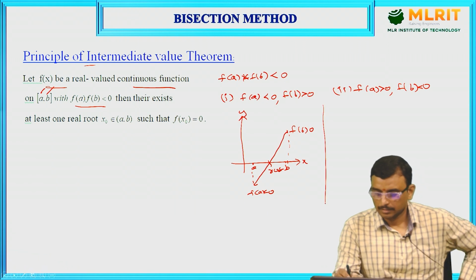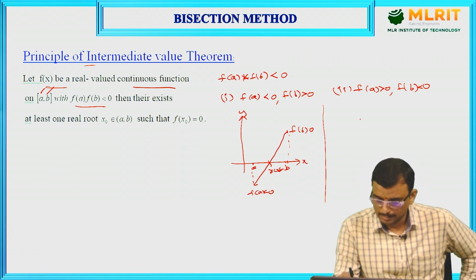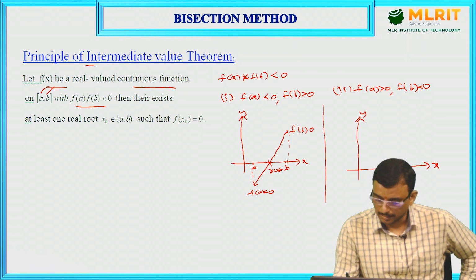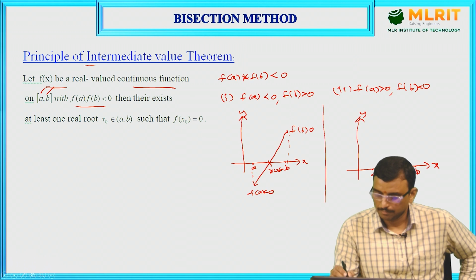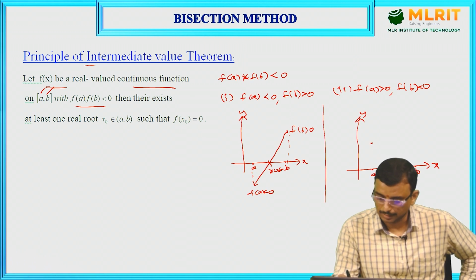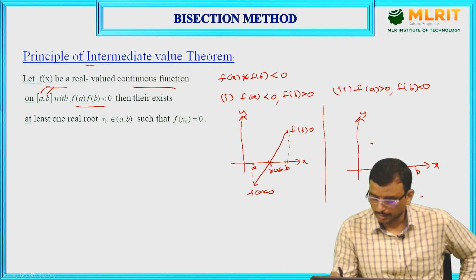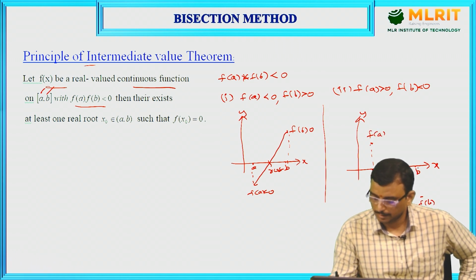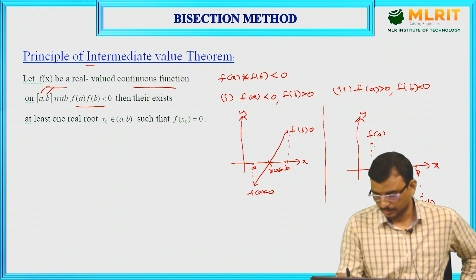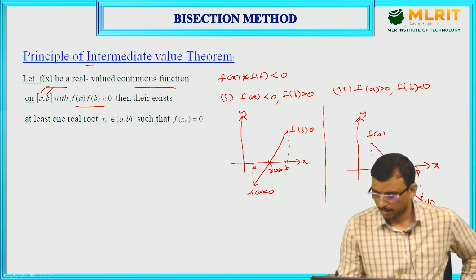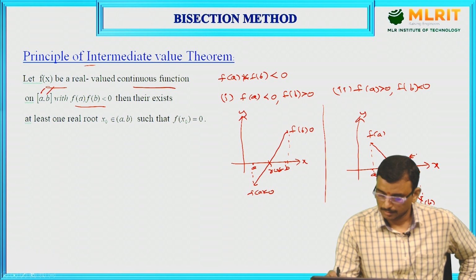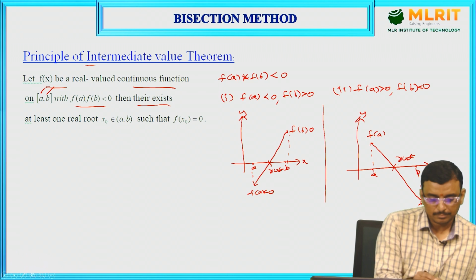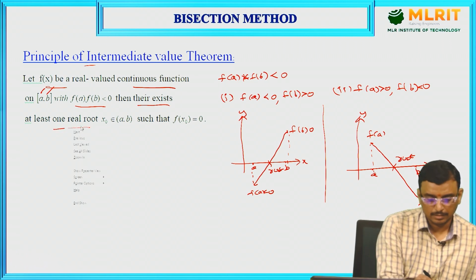Similarly, I can explain f of a greater than 0. So, this is the x axis and y axis, this is my a and this is my b. f of a is a positive value, so I take it here, and f of b is negative. So, this is my f of a and this is my f of b. My graph looks like this. Okay, so the root is this one. The root of the equation is this point, and there exists at least one root.